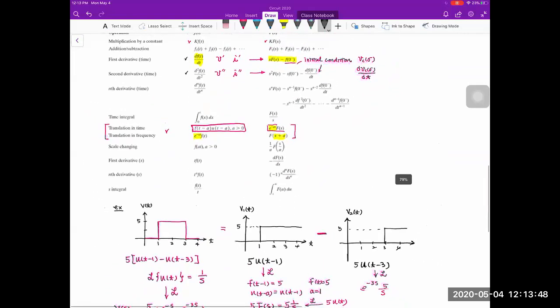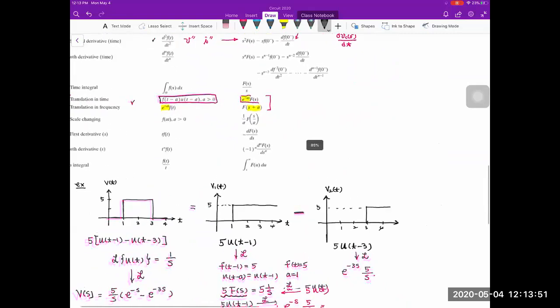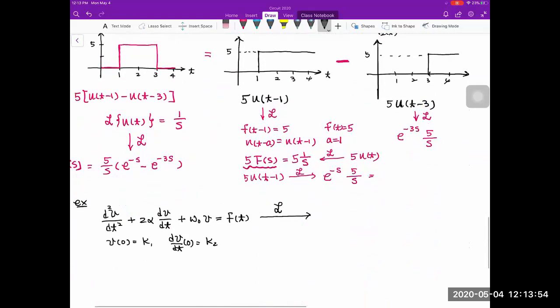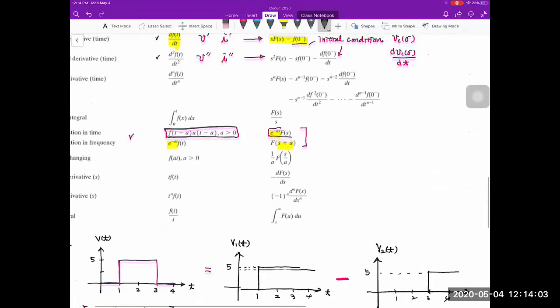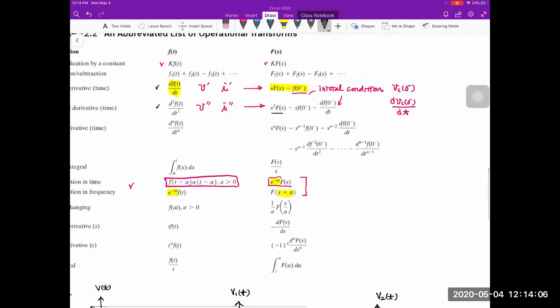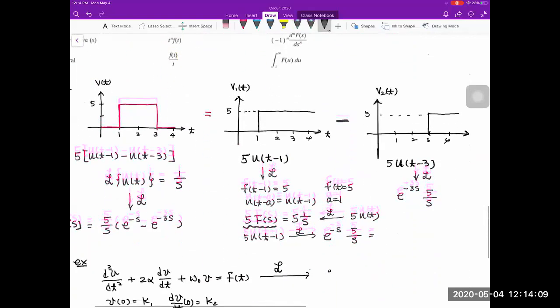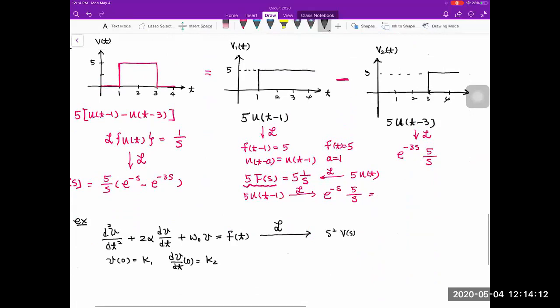So if I do that, let me write it down. The first one is going to give you s squared, which is this one here, times F(s), which is V sub s, minus s times the first initial condition, and minus the second initial condition. That represents this first term over here.